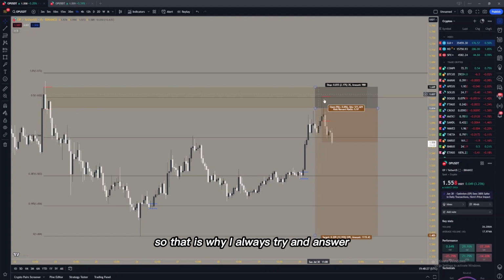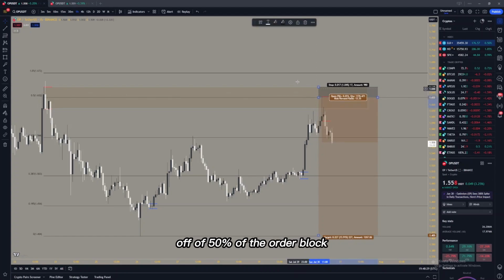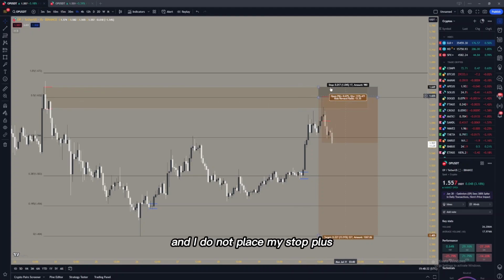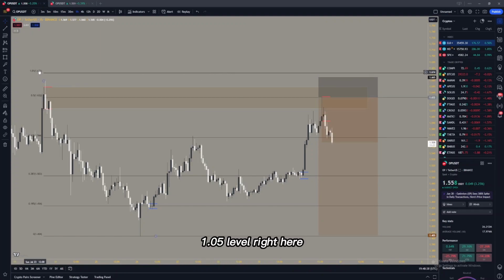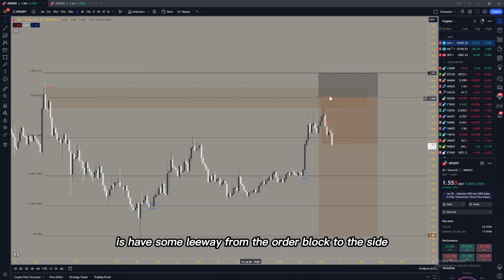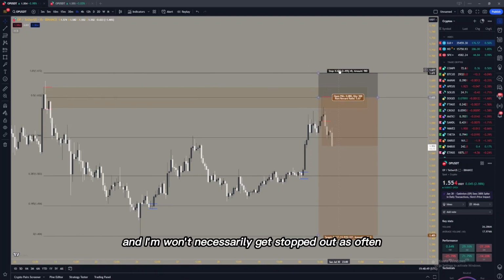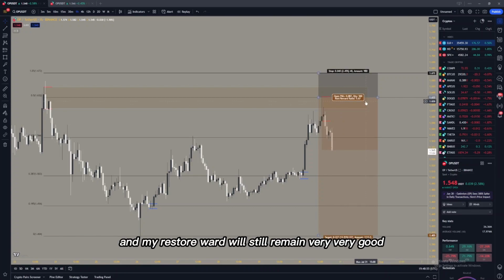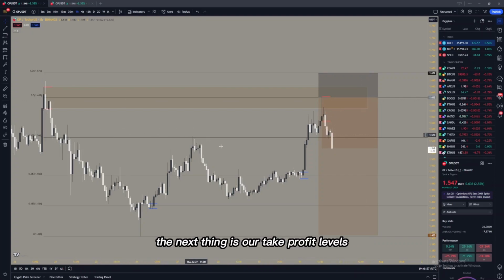So that is why I always try and enter off of 50% of the order block, and I do not place my stop loss at the top of the order block. What I do is I place it at the 1.05 level right here. What this allows me to do is have some leeway from the order block to the high, and I won't necessarily get stopped out as often, and my risk to reward will still remain very, very good.